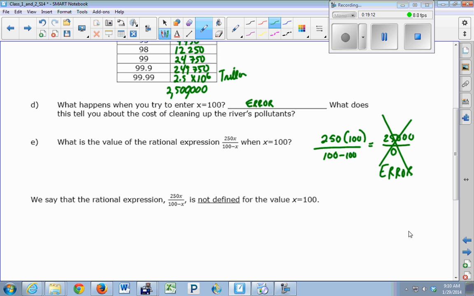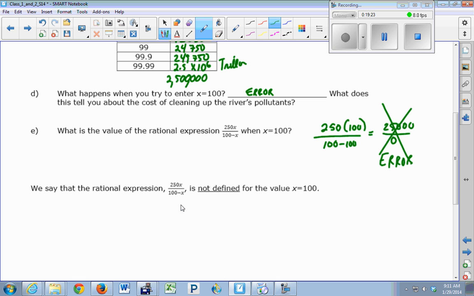So what we say is that this rational expression is not defined. That's the word we use for the value of X equals 100. We can put any other real number in here, any other real number, and this expression will make sense. You'll actually get a number out in your calculator. You'll get it defined. Your division will be defined.